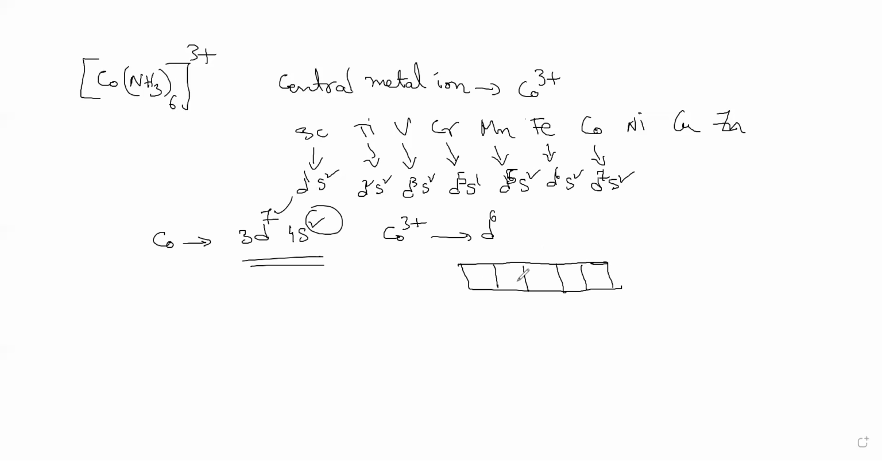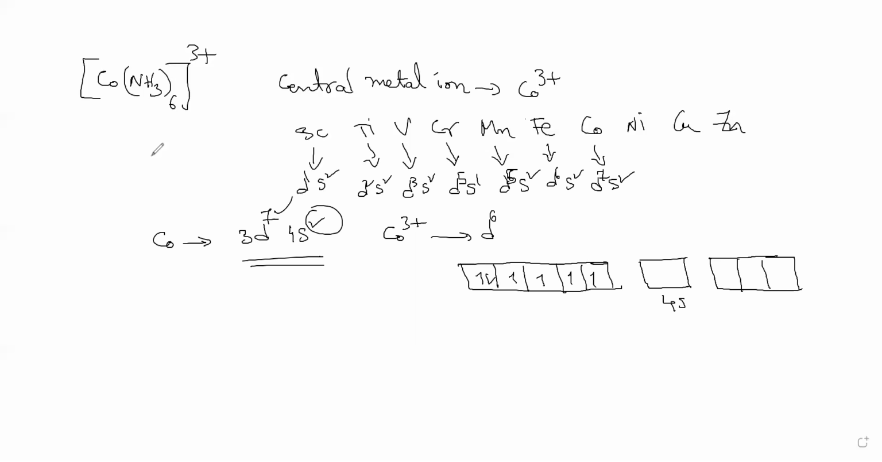Okay, we draw 1, 2, 3, 4, 5, 6 electrons. This is how you have it. And you see the s orbitals, they are completely vacant. This is the 4s, and after this you have the p orbitals also, which are vacant.